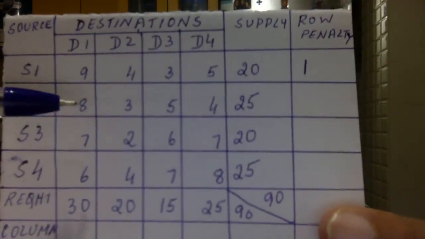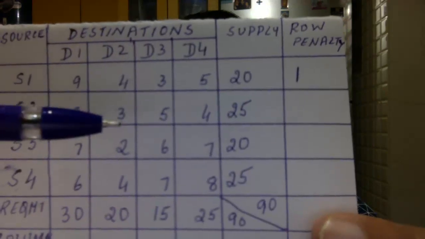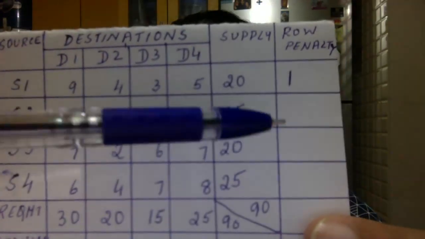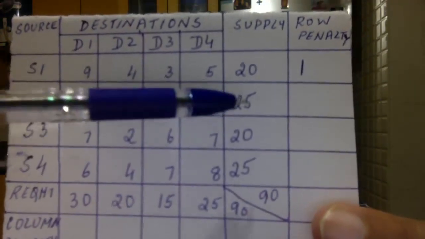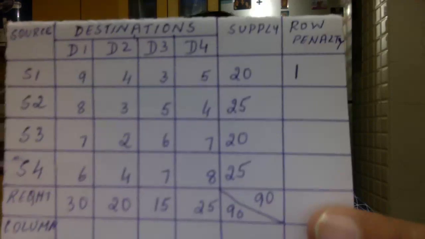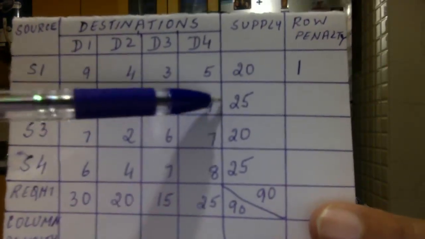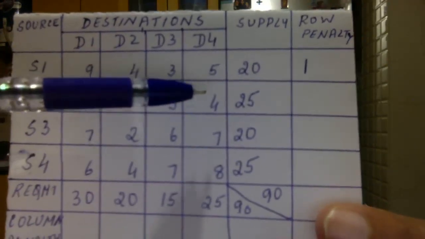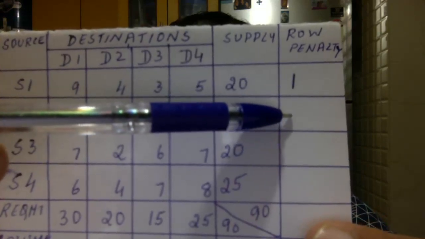Next row we have 8, 3, 5 and 4. So the least is again 3 and the next least is 4. So 3 minus 4 is 1. So for the second row, I will get the row penalty as 1. I repeat, the least one here is 3, the next least is 4, so the difference is 1.